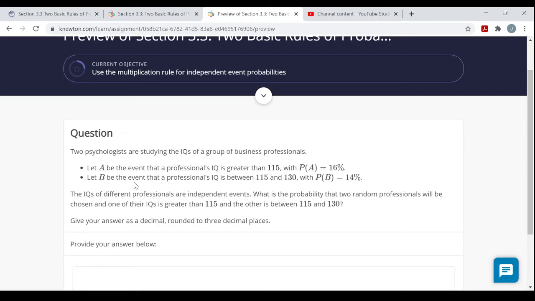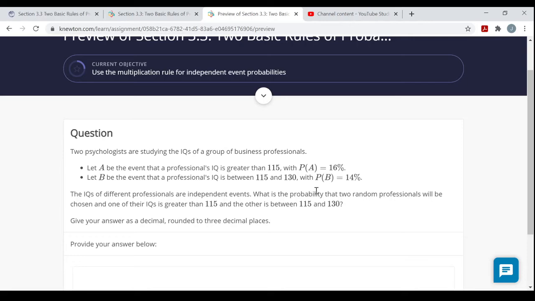Let B be the event that a professional's IQ is between 115 and 130, and the probability of B is 14%. The IQs of different professionals are independent. If one person has an IQ greater than 115, that has no effect on whether or not the next person you talk to has an IQ greater than 115, or between 115 and 130, or whatever.